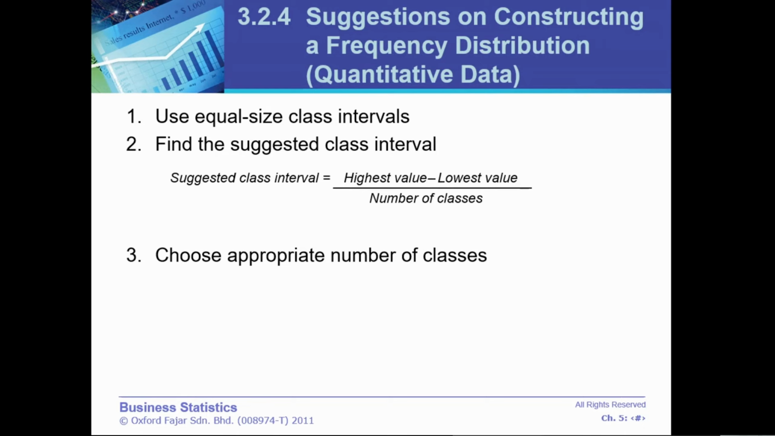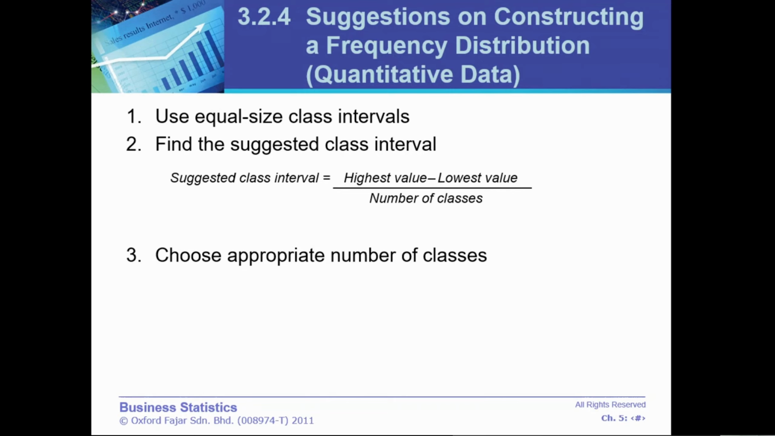Let's say you have 20 or 30 items, 30 numbers. Let's say you are calculating the weight of people. So you have 30 people, you already measured their weight. You take the higher weight minus the lower weight, then you divide by the number of classes you are planning. Let's say you are planning to divide into 5 classes. So you take the high weight, deduct the lower weight, then divide by the number of classes you are looking for, and then you can find the suggested class intervals.